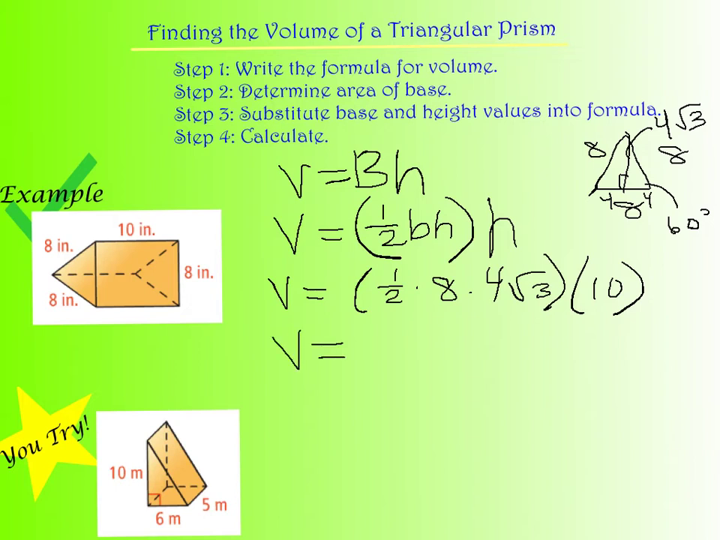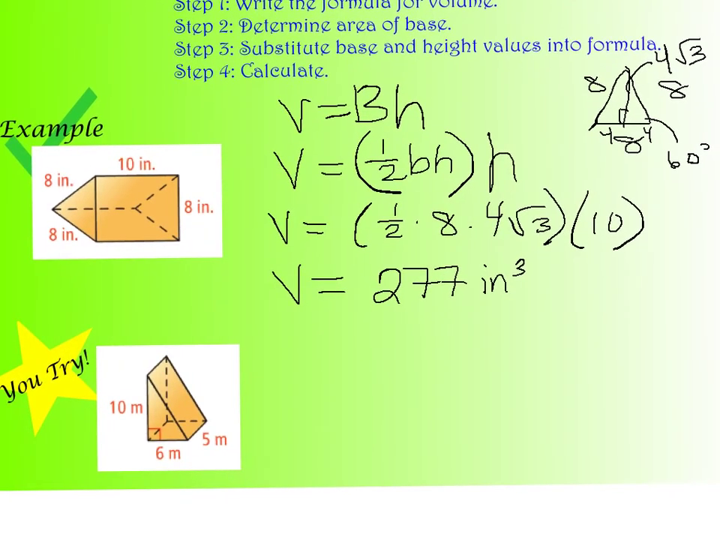So your volume is equal to 277.128129. So we're going to round that and say it's approximately 277 inches cubed. Alright, so now it's your turn. Try the same thing. This one isn't going to be as difficult because if you check this out, we have already the base and the height of your base, your triangular base. So it should be a little less complicated.